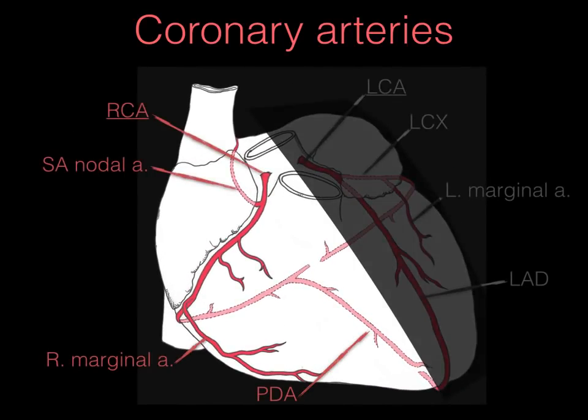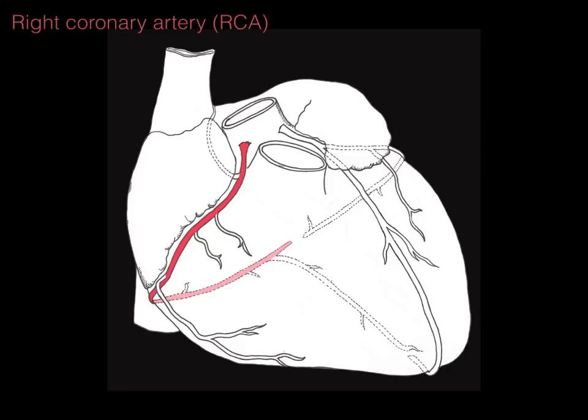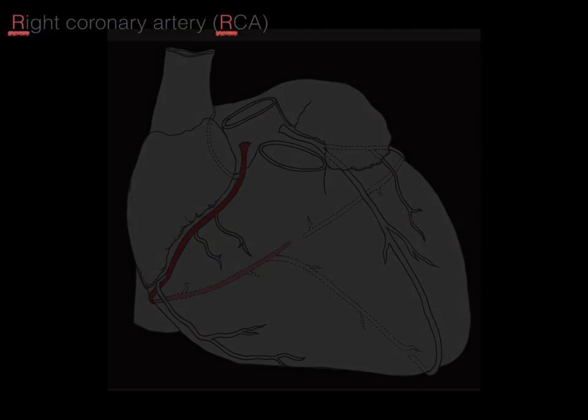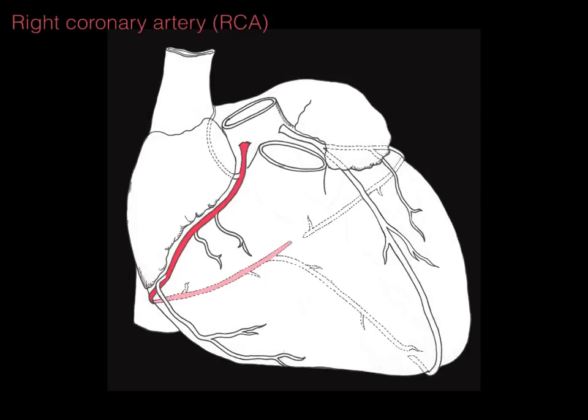Okay, so they're showing all the arteries labeled. On the right side they are highlighted because we're going to start with the right coronary artery, that artery there. The right coronary artery gets its name from R for right, C for coronary, A for artery. That's where the RCA comes from. It arises from the aorta.